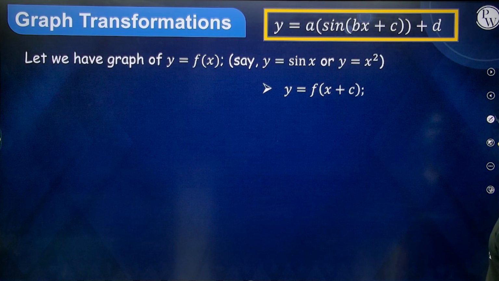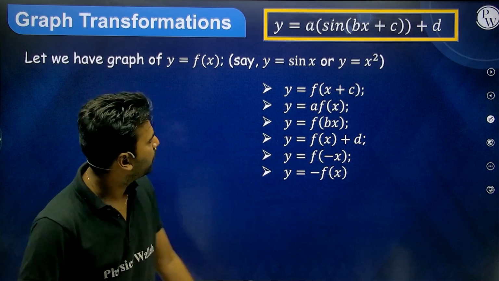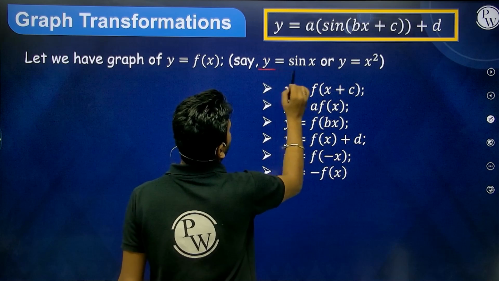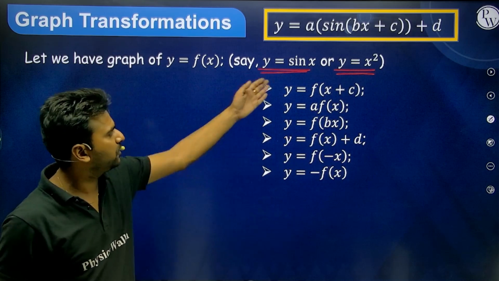Now our agenda for today's session is to learn these graphical transformations. Now what are these graphical transformations? Let's say you are aware of drawing the graph y equal to sine x and y equal to x square. Yes, you are already aware how to draw these graphs.